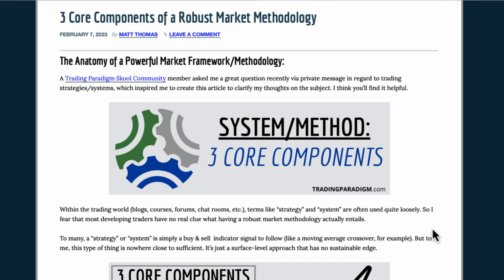Within the trading world, on blogs and in courses, forums, and chat rooms, terms like strategy and system are often used quite loosely. So I fear that most developing traders have no real clue what having a robust market methodology actually entails. To many, a strategy or system is simply a cookie-cutter chart pattern, like a double bottom, or an automatic buy and sell indicator to follow, like a moving average crossover.